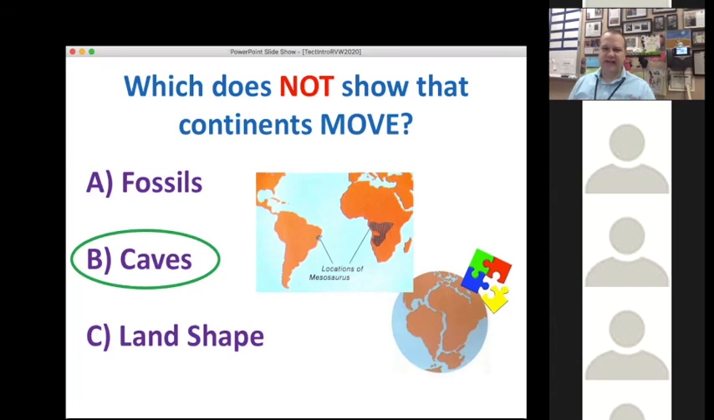So that's good. But a cave is just underground with a hole in it. That could form even if the continents don't move. If the continents were still, water makes a cave, not the movement.